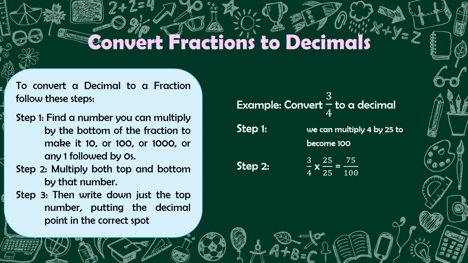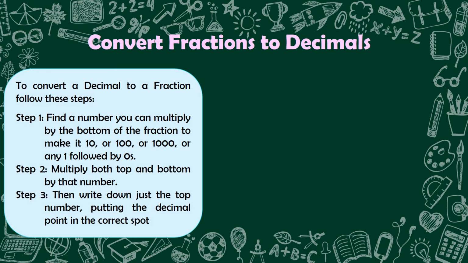Step 3, let us just put the top number or the numerator, then count 2 steps. Since we have over 100, we have 2 0, so we have 1, 2, and put a decimal point and a 0. So our final answer for 3 over 4 converted into decimal form is 0.75.